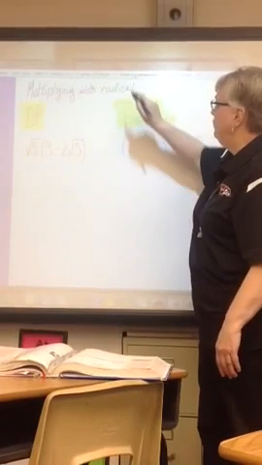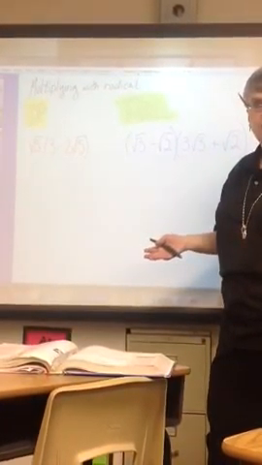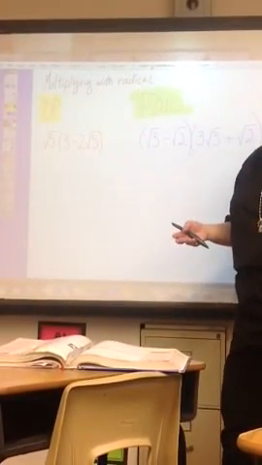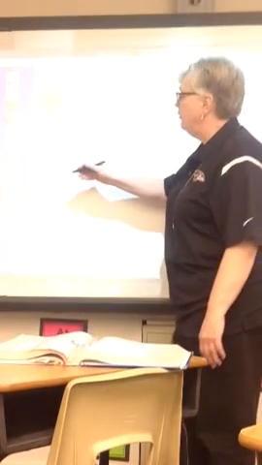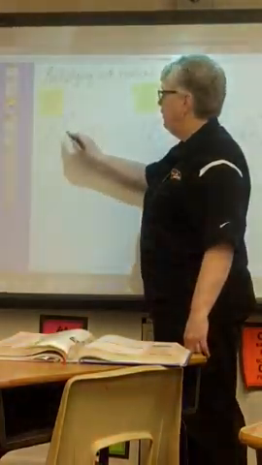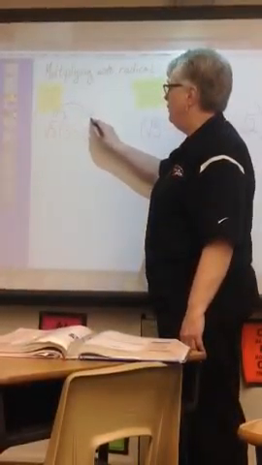The next thing we're going to do is multiplication with radicals. Well, you've got two processes. You're going to distribute and you're going to FOIL. So if I distribute, I would take the first piece times both pieces.